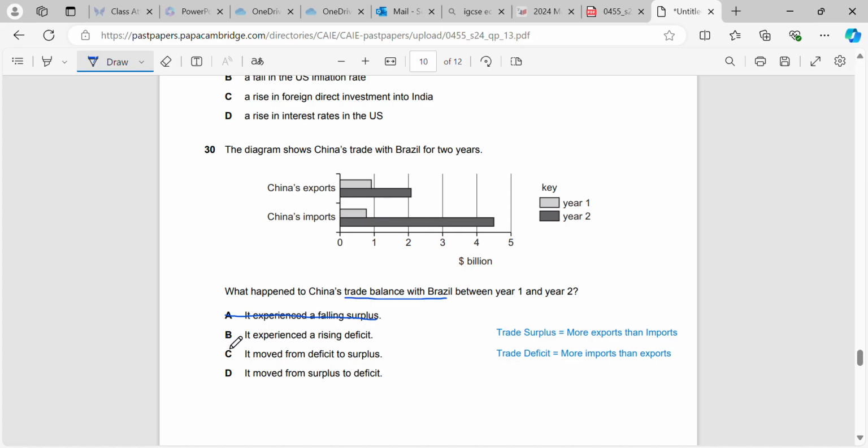They experienced a rising deficit, therefore is also incorrect, because they had a surplus in year 1. So the deficit hasn't fallen, they've gone from a surplus to a deficit. So the correct answer here is D. They haven't moved from deficit to surplus, they have moved from surplus to deficit. Surplus in year 1 and a deficit in year 2.